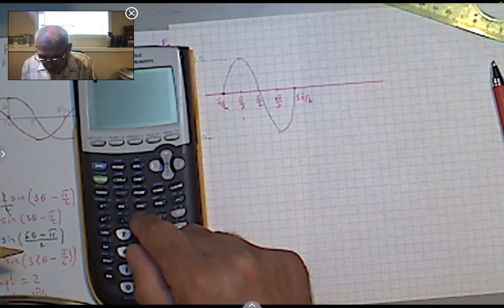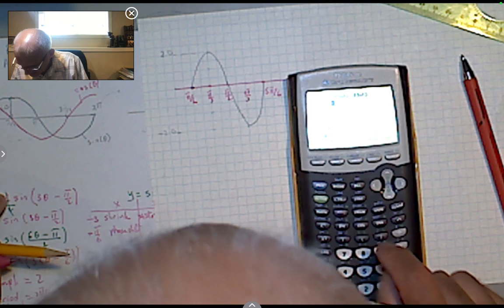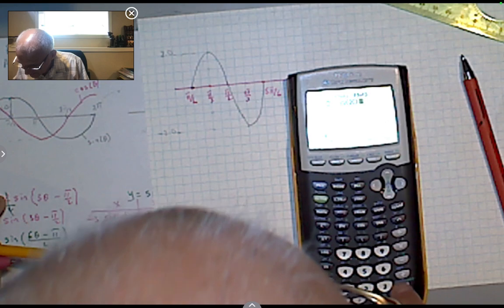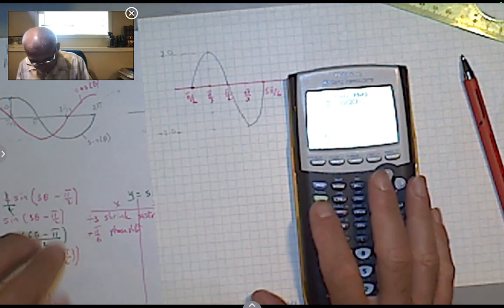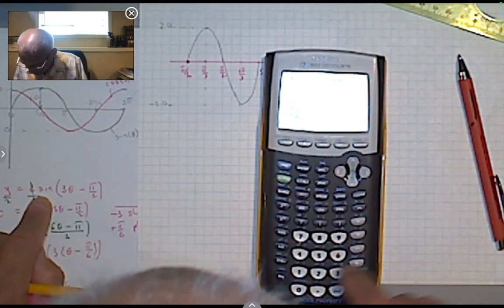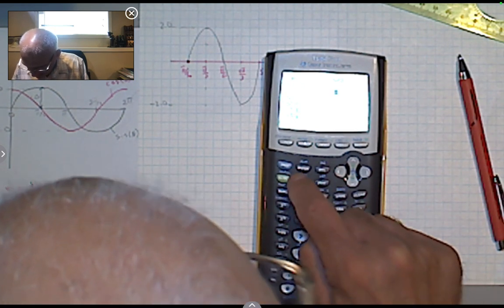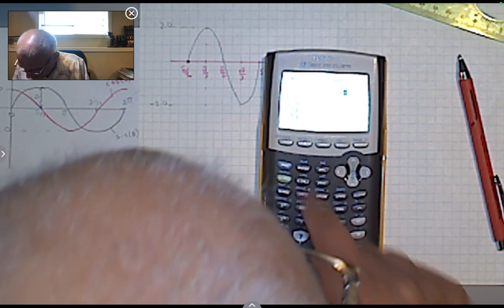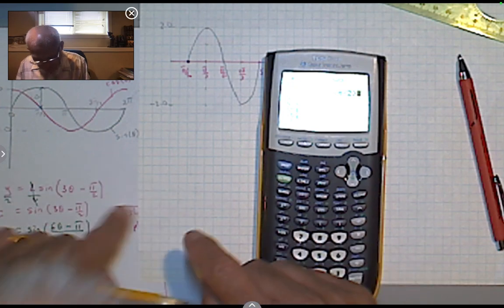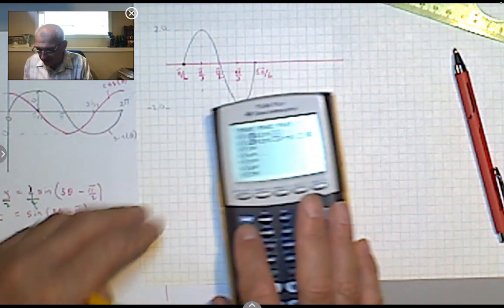I already changed the mode into radian. Let's plot sine x, and we said what it is. Okay, 2 sine 3x minus pi over 2. Oh, we didn't add those. If we had added, then we moved the y. I should have added something.